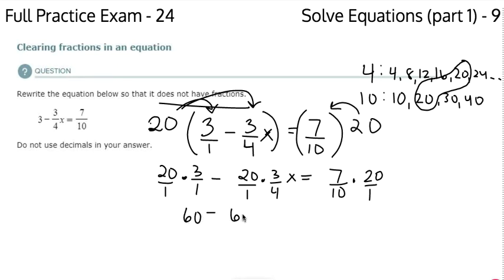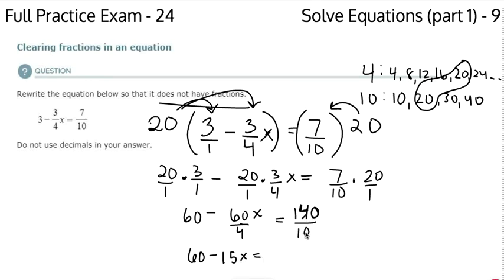Now, if you can cross simplify, do that in your work. If you struggle with simplifying diagonally here, do what I'm doing. Remember, our whole goal is to eliminate all the fractions. So just know going into this that you should have some whole numbers happening here. So 60 stays 60. 60 over 4 is going to simplify to 15x. 140 over 10 simplifies to 14.